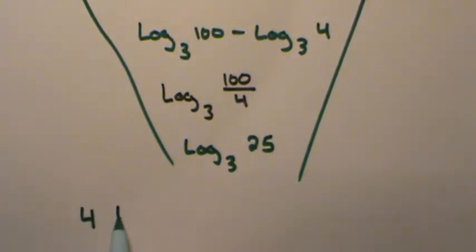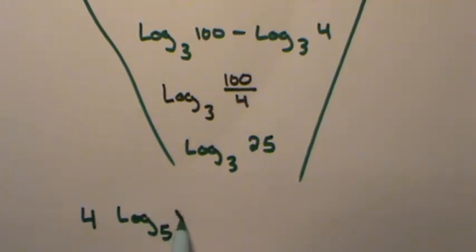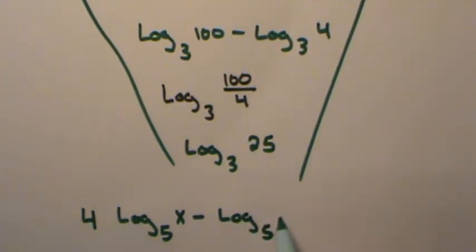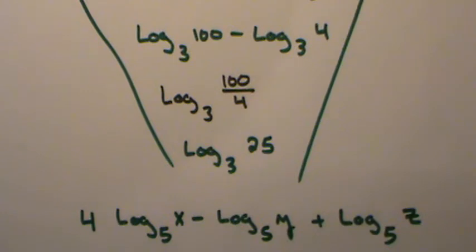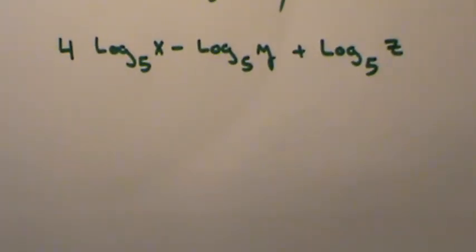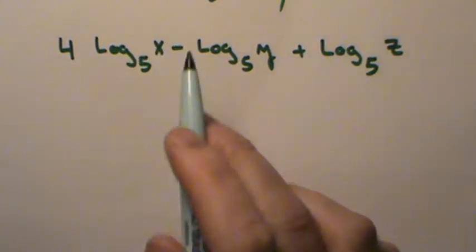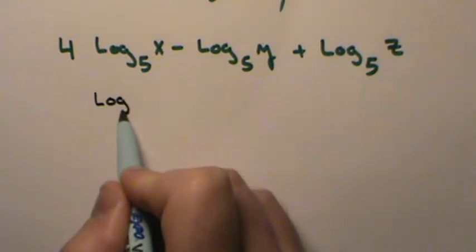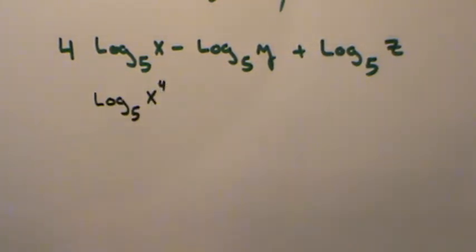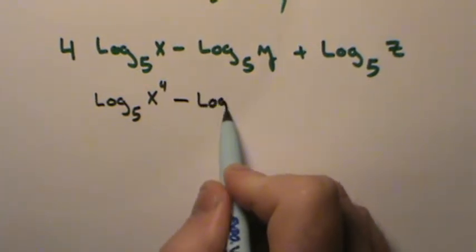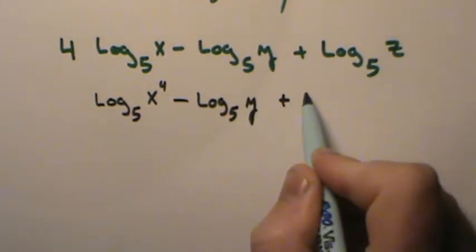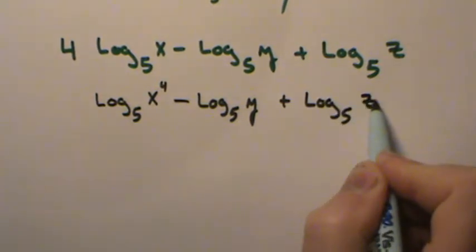4 log base 5 of x minus log base 5 of y plus log base 5 of z. What would that become? So as we look at this problem, we see that we have a multiplier, a scalar. Anytime you see a scalar, it can become an exponent. So I can call this log base 5 of x to the 4th minus log base 5 of y plus log base 5 of z.